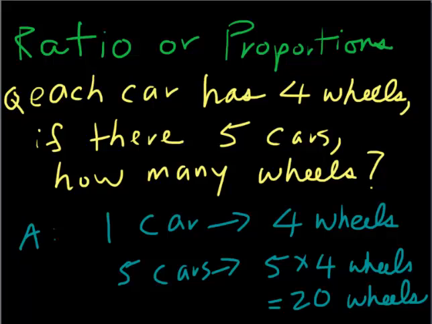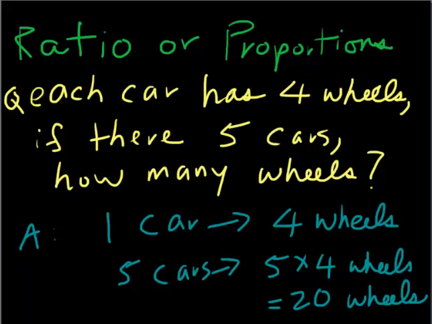So the lesson here is about ratio or proportion. So let's start out with an example. So the question is, each car has 4 wheels. And if there are 5 cars, how many wheels are there?